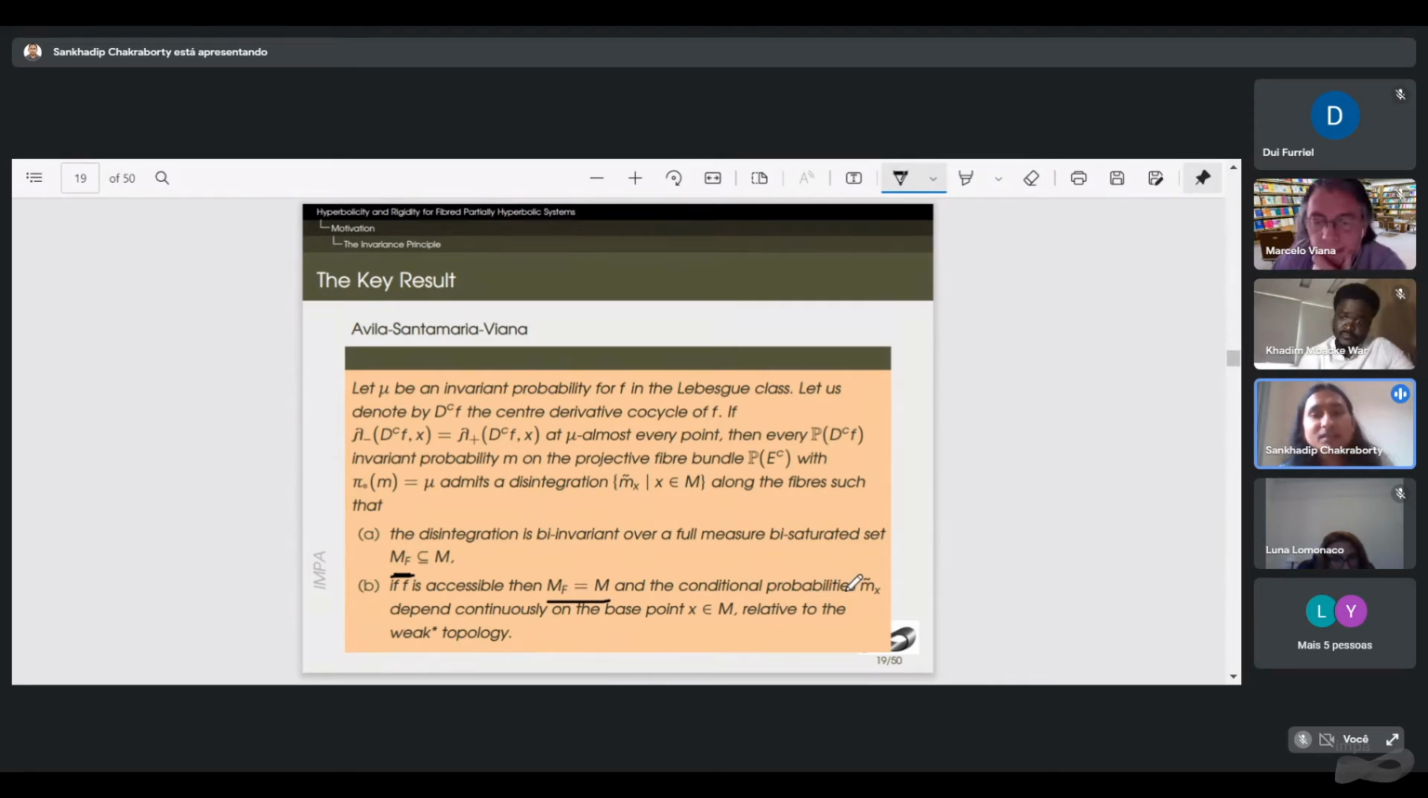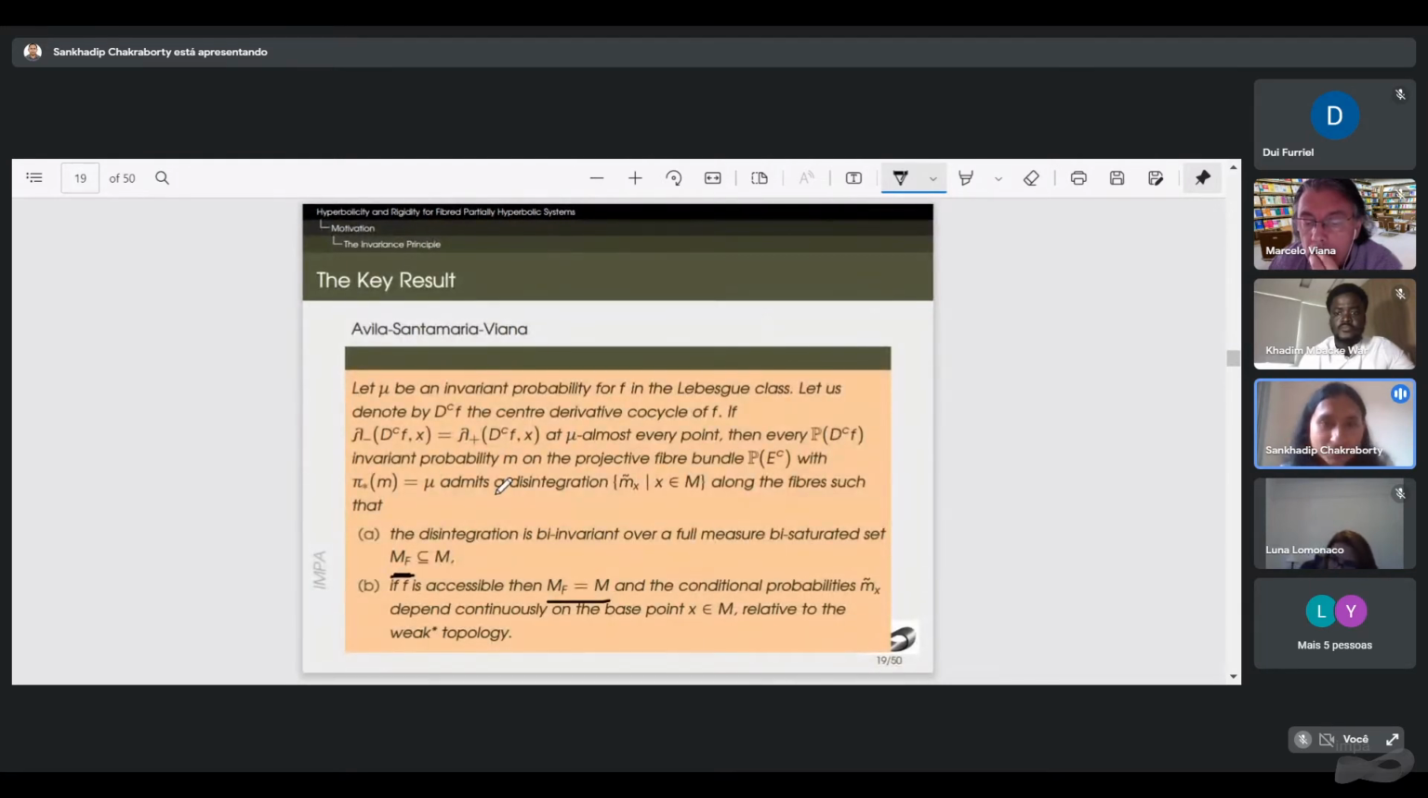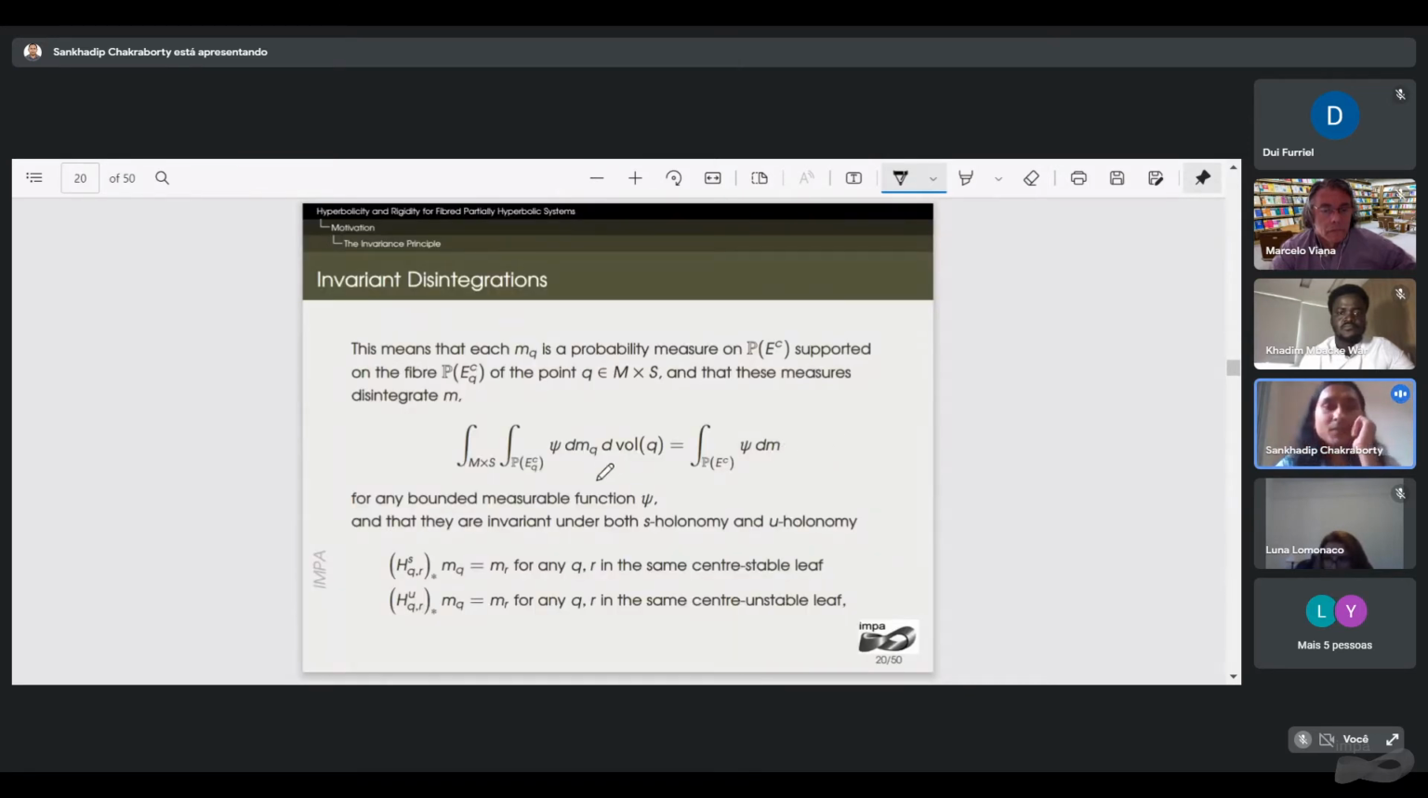And the conditional probabilities, the so-called disintegrations, they depend continuously on the base point. And this is the meaning of disintegration. Note that here we are working with the projective fiber bundle, PE^c, the projectivization of the center derivative cocycle. So this invariant disintegration means that each m_x is a probability measure on PE^c supported on that fiber, and this thing holds.